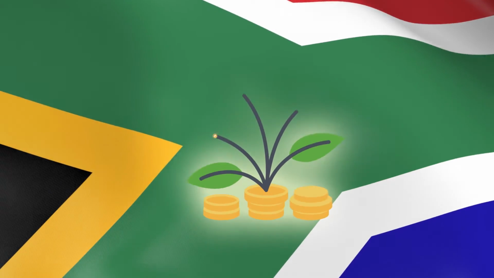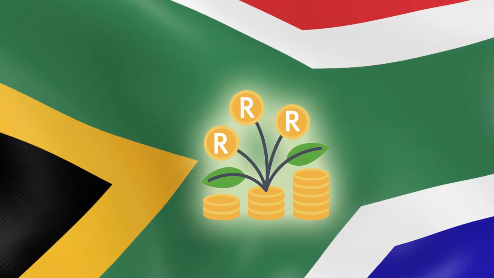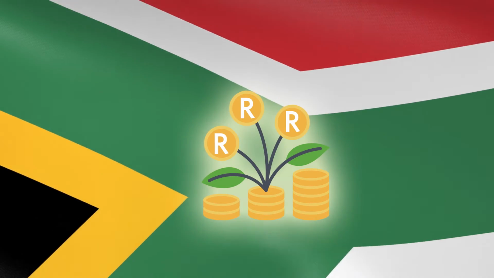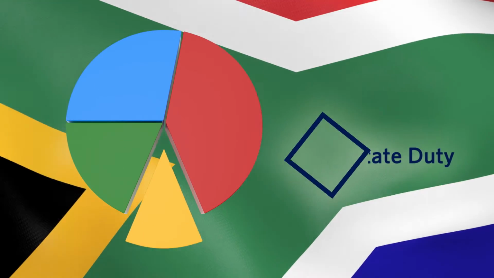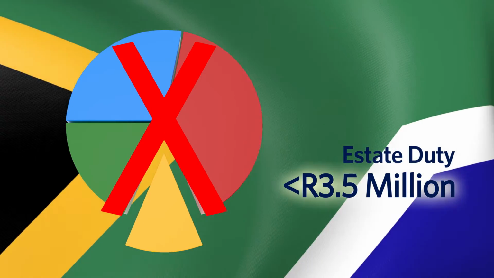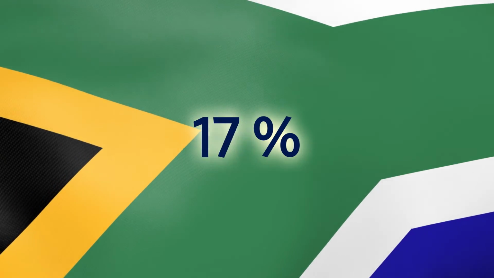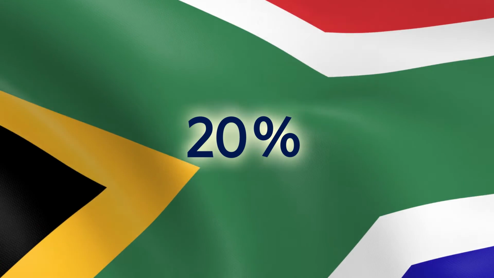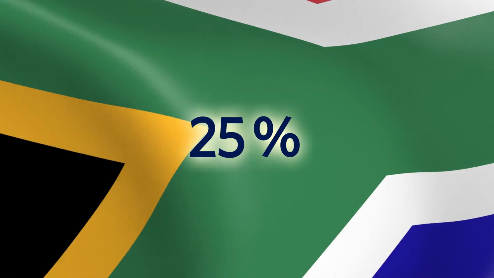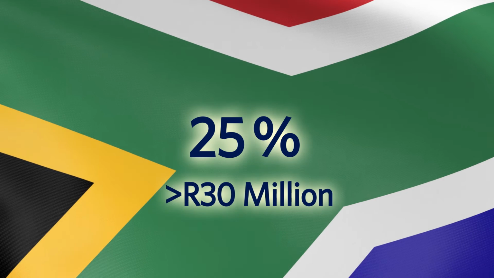In our example, it is 2020 and a South African resident has a basic unit trust investment. Should this individual die, estate duty may be payable. Estate duty is not payable on the first 3.5 million rand of the estate, but thereafter, estate duty is levied at 20%. A rate of 25% applies to amounts in excess of 30 million rand.